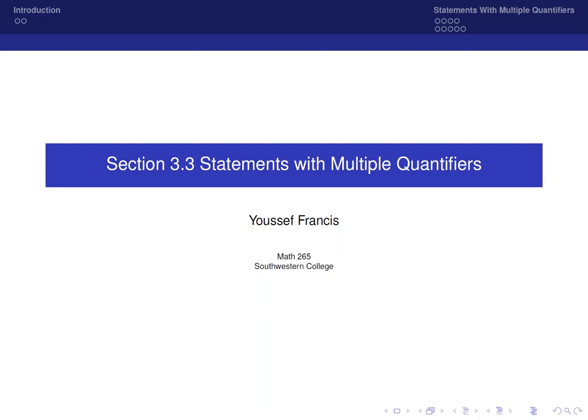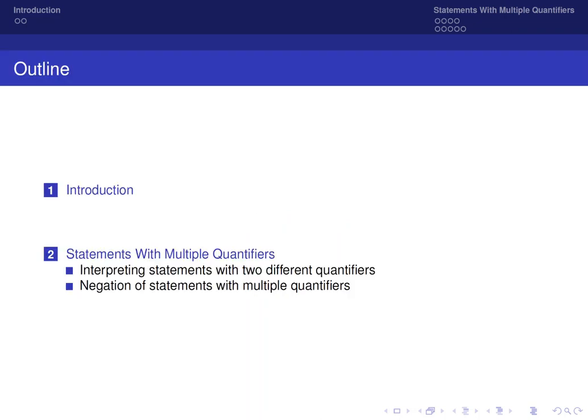Section 3.3 is titled Statements with Multiple Quantifiers. In this section, we are going to have statements with universal and existential quantifiers. Here's a quick outline of what we're going to do in this section. We're going to have a small introduction, then we're going to talk about statements with multiple quantifiers.